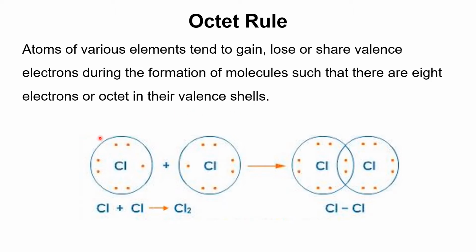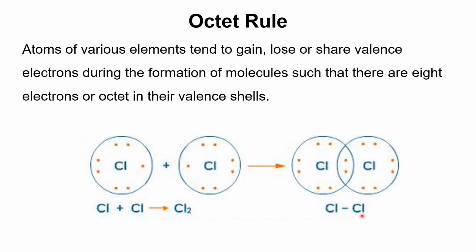Let's understand this more with an example. This is the formation of the chlorine molecule, Cl2. The chlorine molecule is formed from 2 chlorine atoms. Each chlorine atom has 7 valence electrons. While forming the chlorine molecule, both atoms share 1 electron each, and this leads to the formation of a single bond between the 2 chlorine atoms.